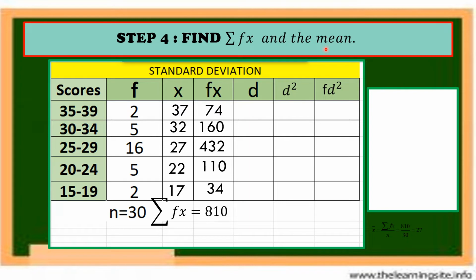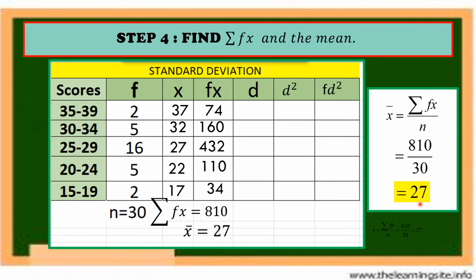We need to find the mean. What is the formula in finding the mean? Summation of fx over n. What is summation of fx? 810. What is n? 30. So we have 810 divided by 30. Our mean is 27.